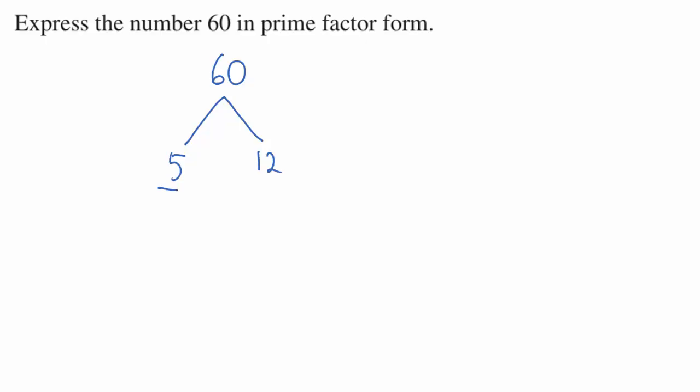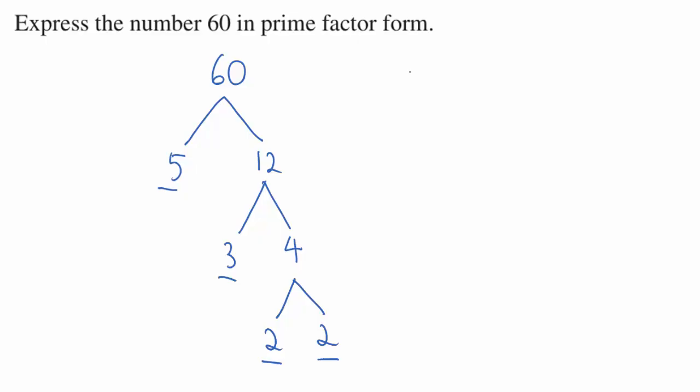12, on the other hand, is not a prime number. We can break that down a bit further. 12 is equal to 3 times 4. Again, 3 is a prime number, so we're going to terminate that branch. 4 is equal to 2 times 2, so I'm going to add 2 branches here with 2 on the end of each. 2 is a prime number, so now our remaining branches have terminated.